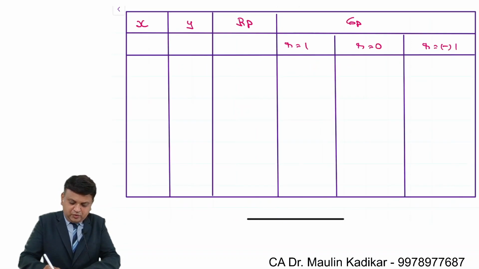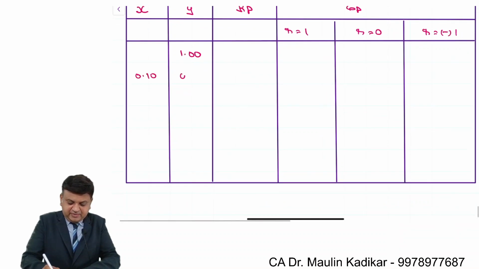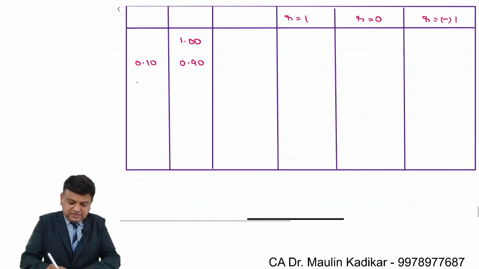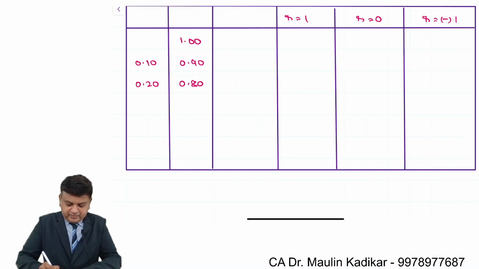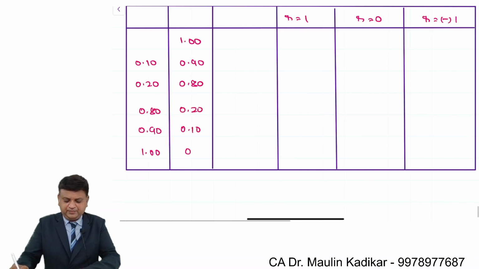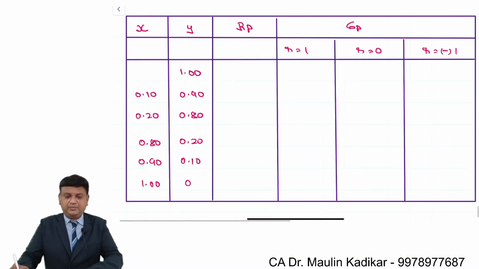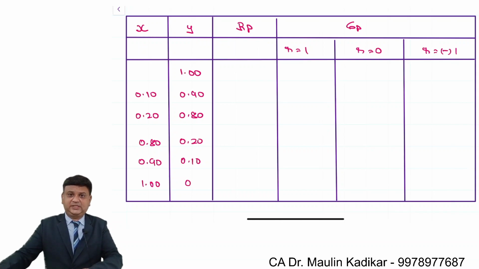Suppose you have invested fully in security Y, then 10% in X and 90% in Y, 20% in X and 80% in Y, and so on. The last portfolio will be fully in X and nothing in Y. Then this is 80% and this is 20%, and so on. Like that, we are required to compute the return and the risk for the different portfolios like this.